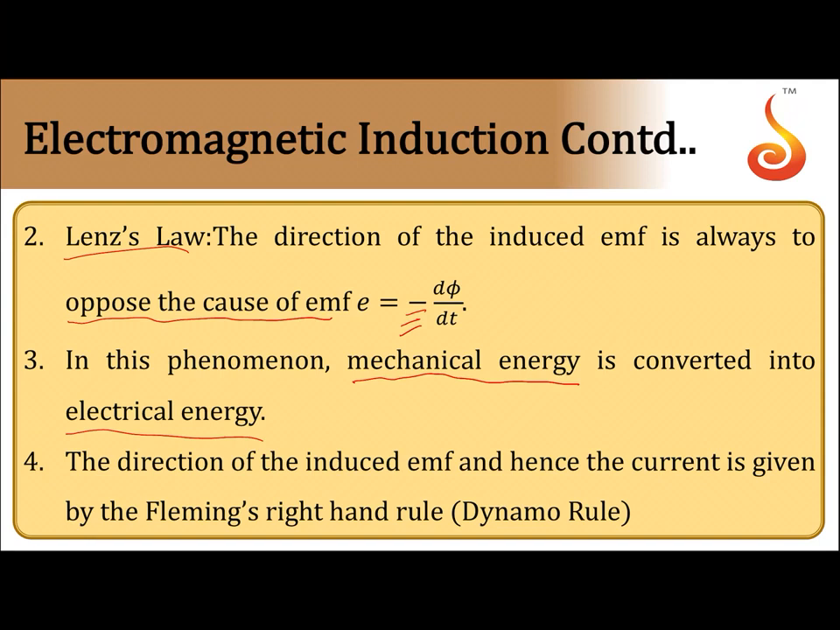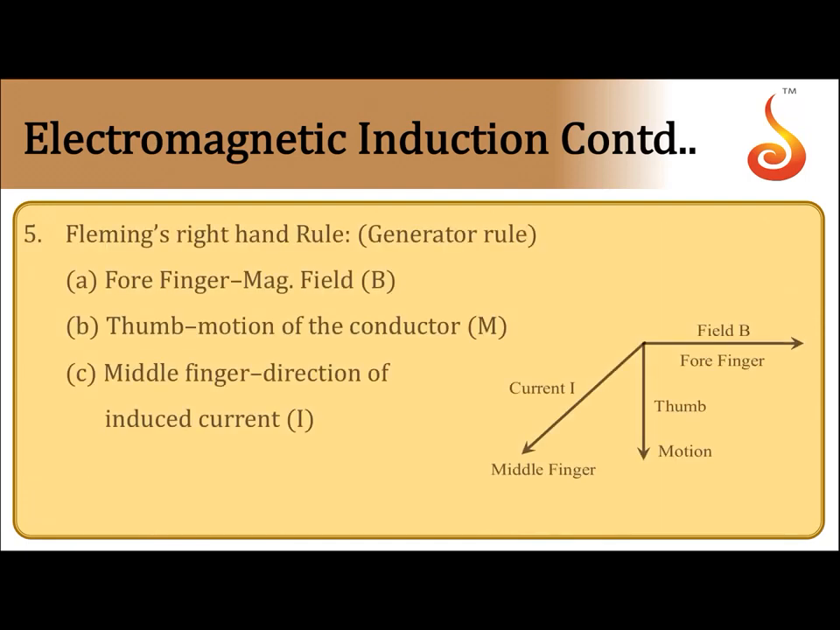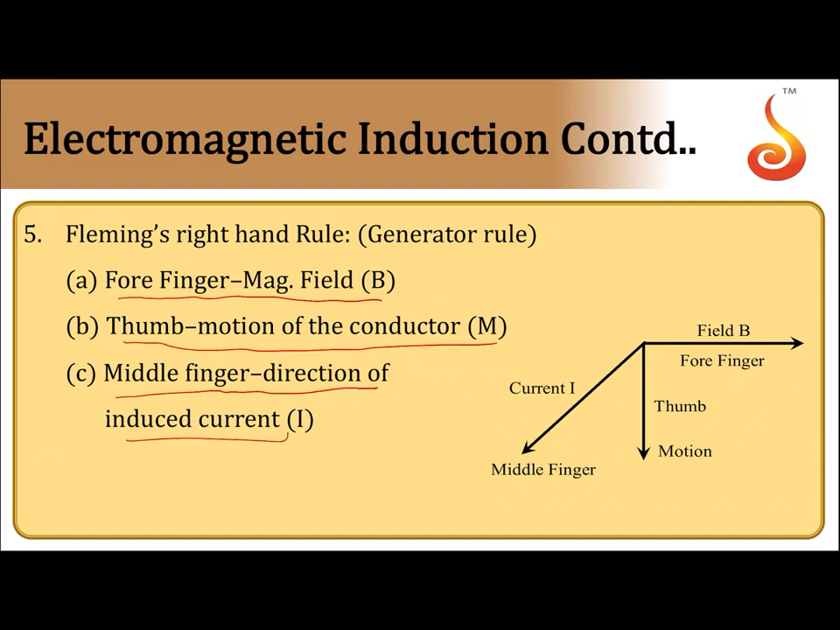The direction of induced EMF and hence the current is given by Fleming's right hand rule, or what we call the dynamo rule. In Fleming's right hand rule, if you stretch the first three fingers of your right hand, and the forefinger points in the direction of magnetic field and the thumb points in the direction of motion of the conductor, then the middle finger gives you the direction of induced current.